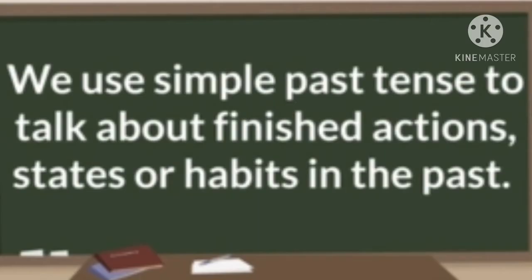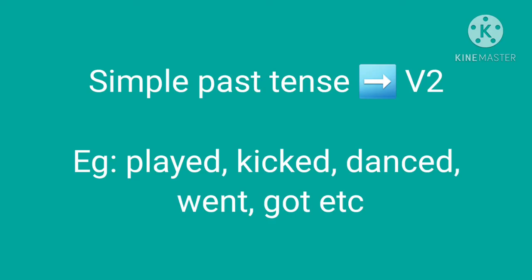We use simple past tense to talk about finished actions, states, or habits in the past. It means what has already happened in the past, such as yesterday, the day before yesterday, or long before. In simple past tense, we use the second form of the verb, that is V2. Examples: played, kicked, danced, went, got, etc.